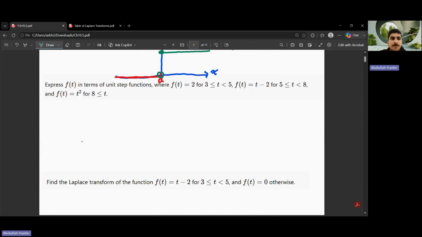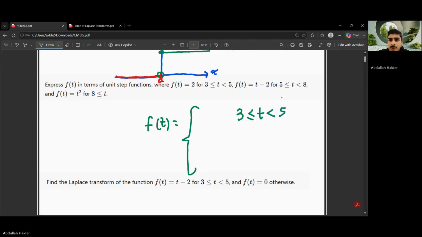And in the exam, you can get a question like express f(t) in terms of unit step functions, where f(t) is equal to 2 for this interval, and so on. What you have to do for these kinds of questions is first find the intervals for the unit step functions. So f(t) is equal to a big bracket. You first put the intervals. So I have 3 less than or equal to t less than 5. This is done. Now this one: 5 less than or equal to t less than 8. And you can write this one as t greater than or equal to 8.